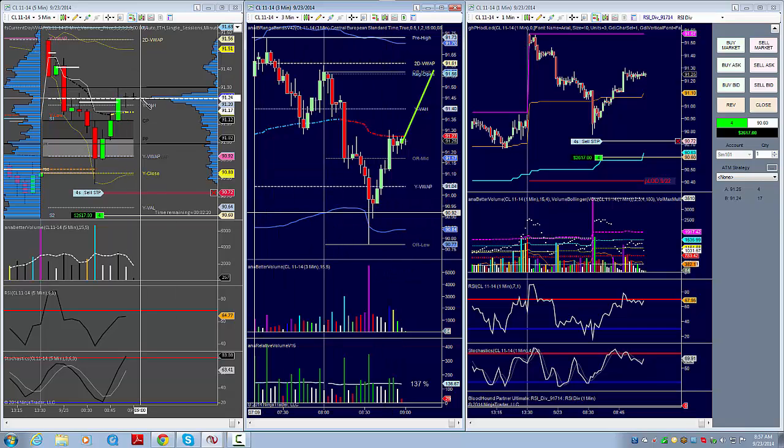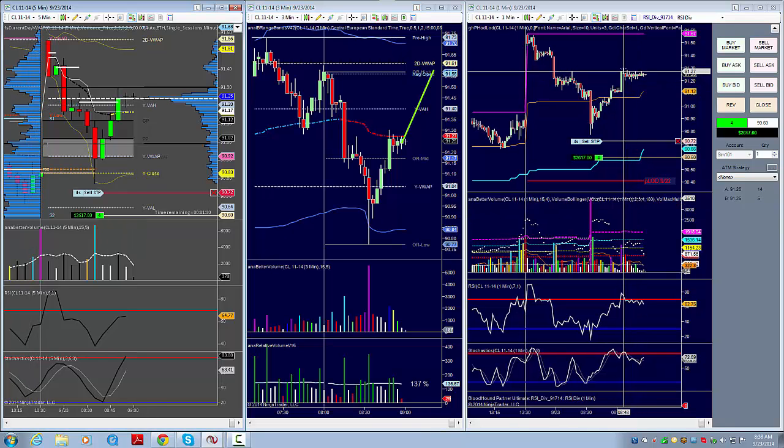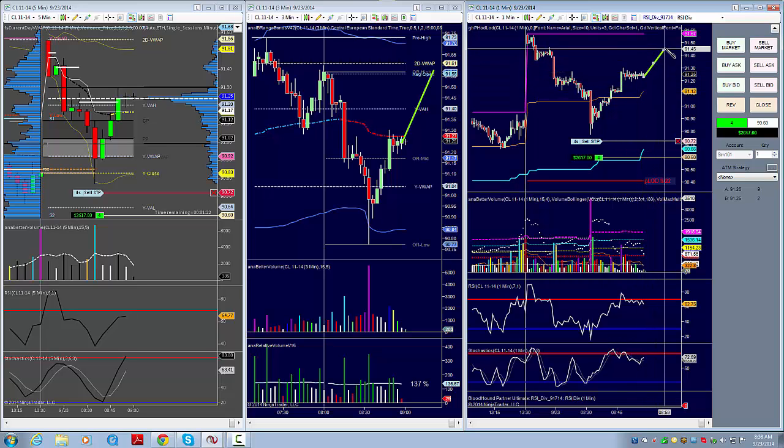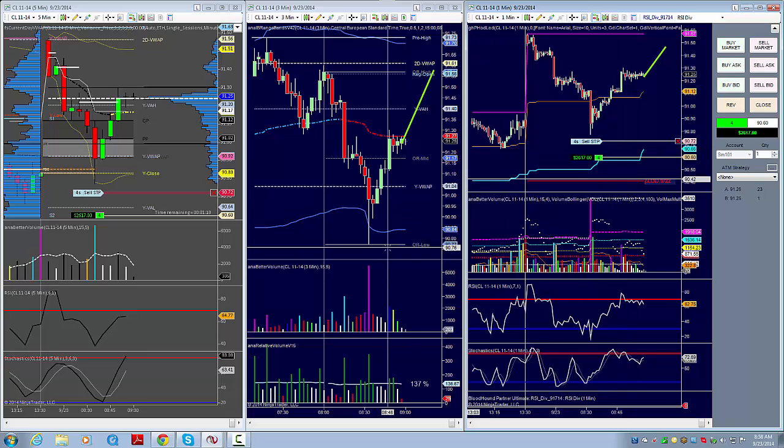So it's not only the point of control today, it's the point of control in the composite. It's a low volume node from yesterday. Yeah, when you've had so much volume traded at this one area and it's very little retrace, that's usually about as far as it's going to go, and then it'll just break right through it. So we'll see what happens.